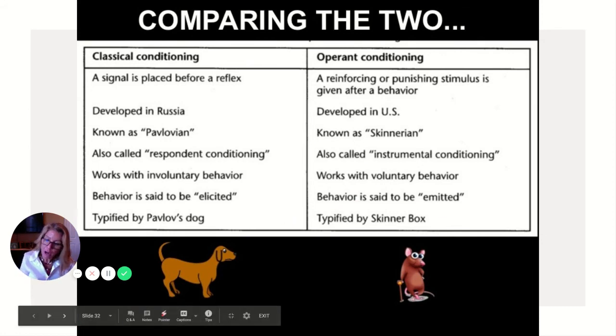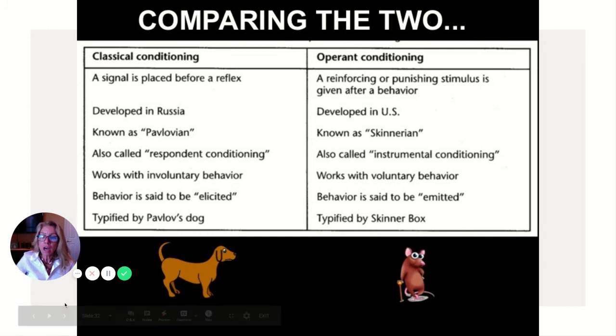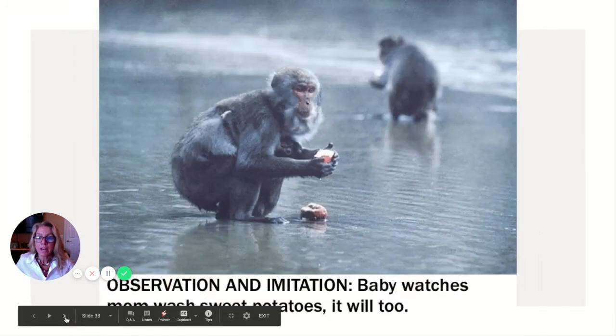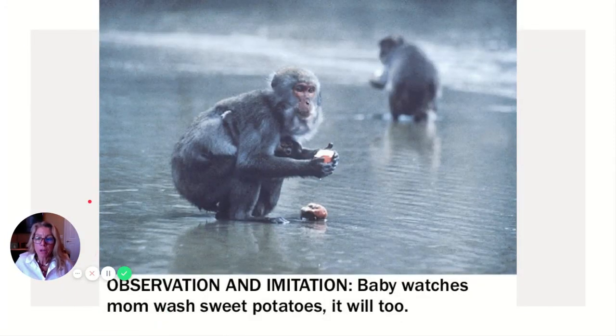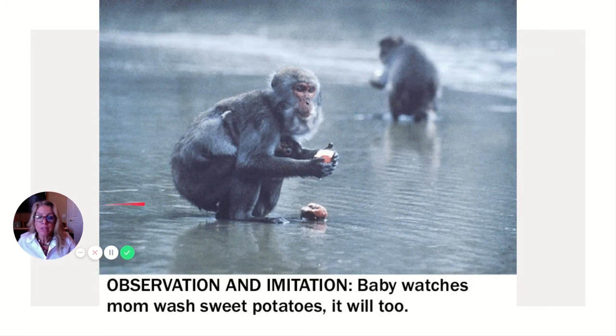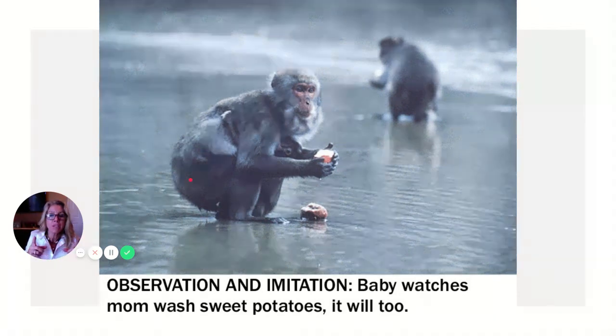Okay, and then cognitive learning. So cognitive learning, there's a couple different ones we'll talk about here. One is observation and imitation. So in this case, I don't know if you can see the baby. The baby's right here. See the baby's head? And then here's the baby's little arm hanging on. So he's watching mom. These are Japanese macaques, I believe.